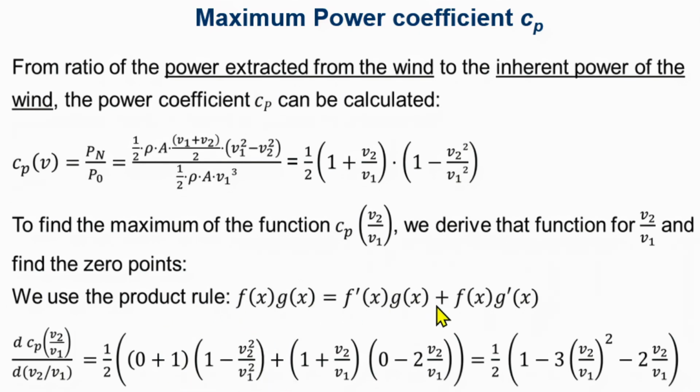And then we come to the second part. Then we have here this function stays the same. And the second part gets derivated. 1 is getting derivated to 0. And then we have a minus, because it's in square. So it gets minus 2 V2 divided by V1. And so we have this function then. This is a normal quadratic function here. 1/2 times 1 minus 3 V2 to V1 in square minus 2 V2 divided by V1.